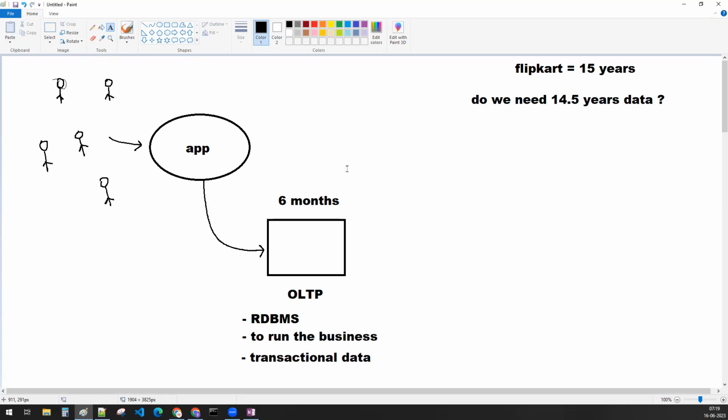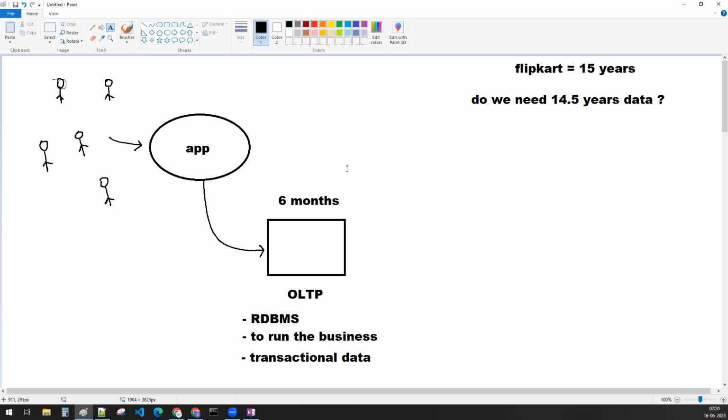So that's the reason what I will do, as per my business, last 6 months data I'll be able to store in my OLTP system, so that information will be very useful for the transaction purpose. Okay, so I'll be having 6 months data in the OLTP. But what about that 14 years of the data? Do we need it? Do we need that 14 years of the data? If we don't need it, can I delete it?